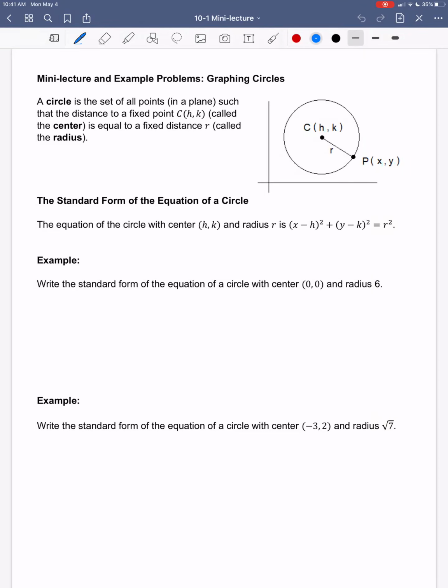In this mini lecture, I'm going to look at graphing circles and equations of circles and also do some example problems of that, so sort of all mixed in here. First of all, a definition of a circle.